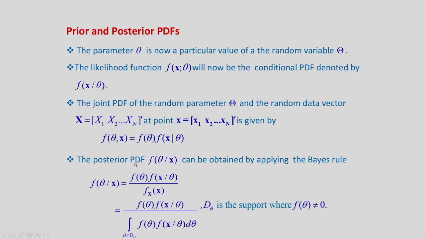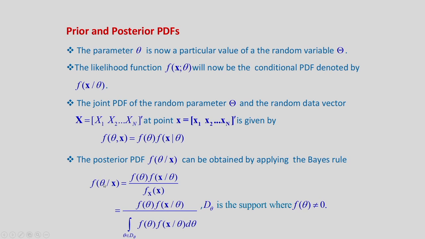The posterior PDF f of theta given x can be obtained by applying the Bayes rule. f of theta given x will be equal to f of theta into f of x given theta, that is the joint PDF of theta and x, divided by f x of x, the marginal PDF of x. Now, this marginal PDF f x of x can be written in terms of the prior and the conditional PDF, that is integration of f theta into f of x given theta d theta over theta belonging to D theta, where D theta is the support of f theta, where f theta is not equal to 0. So, we have expressed the posterior PDF in terms of the prior PDF and conditional PDF.